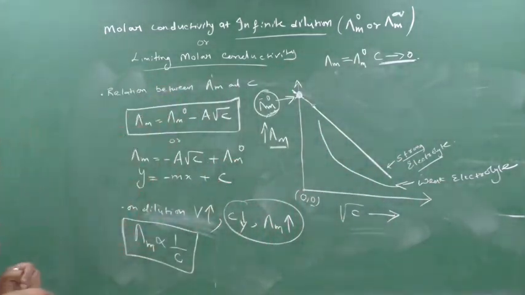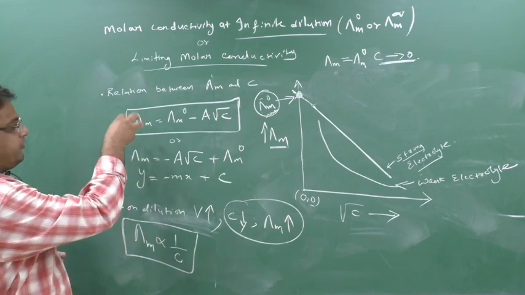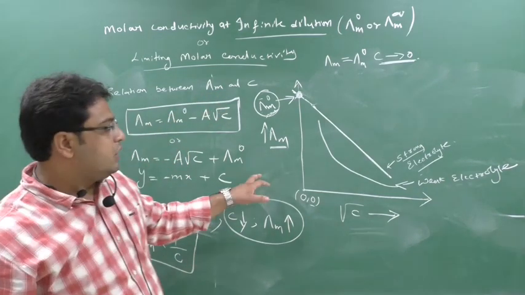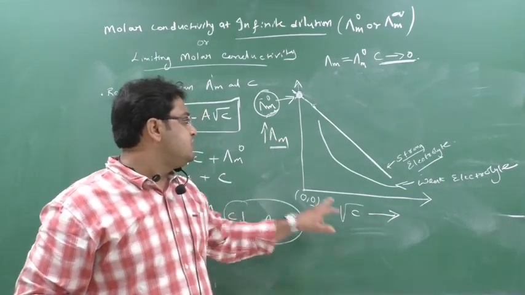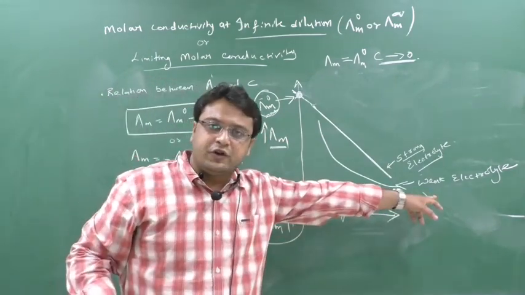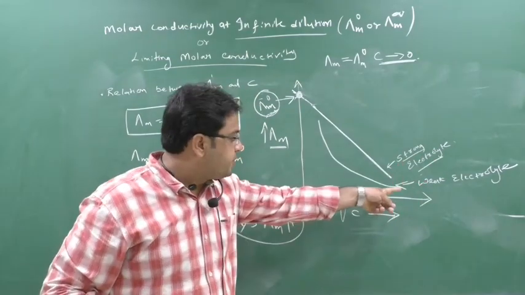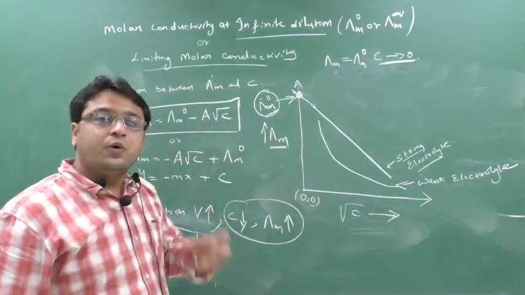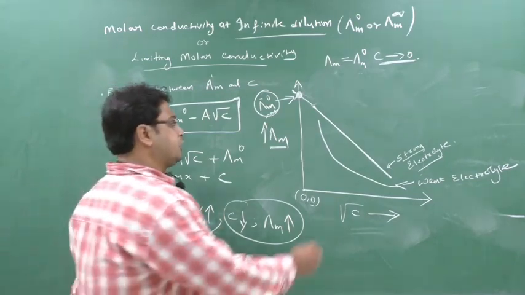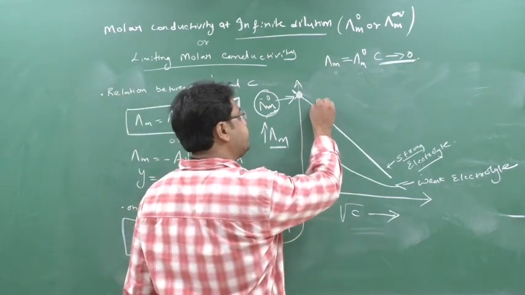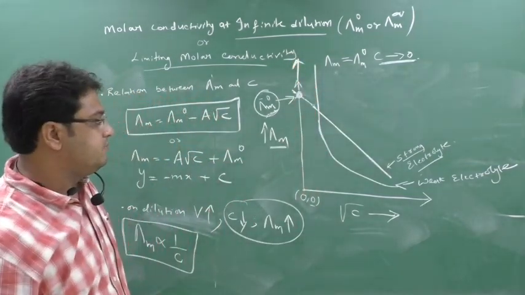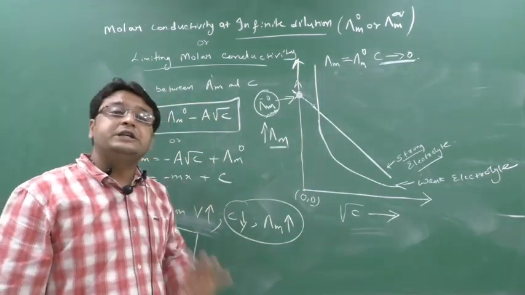Now I am doing the experiment by taking weak electrolyte. I obtain certain values of lambda m and certain values of C. So I obtain the values of root C and lambda m for weak electrolyte by doing the experiment, and I obtain the graph in this manner. When I extrapolated the graph of weak electrolyte, the graph becomes steep. It could not take the intercept.